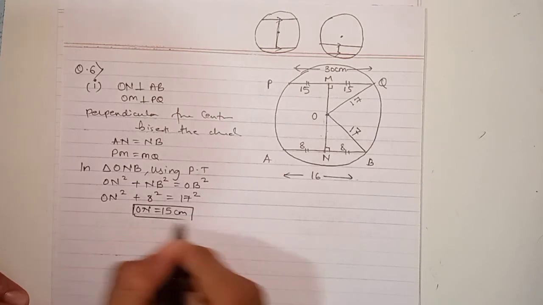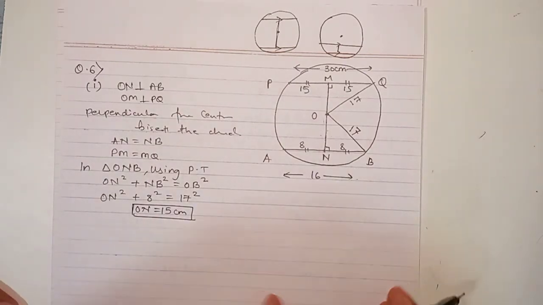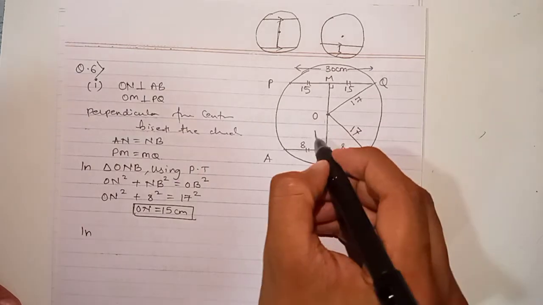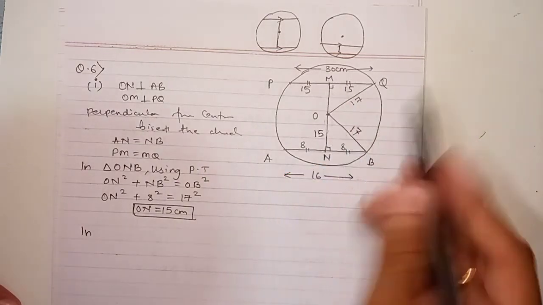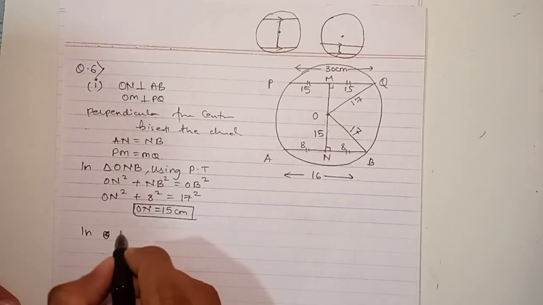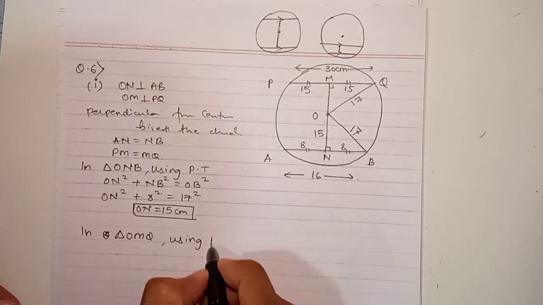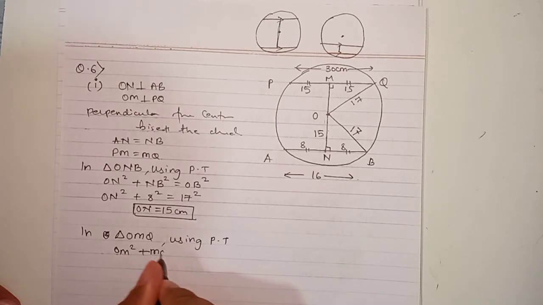These steps, you have to do these steps on your own because they are simple calculations. Pause the video and do it. So I have got ON as 15. Now let me find this triangle. In triangle OMQ, using Pythagoras theorem. Okay, OM square plus MQ square equals OQ square.